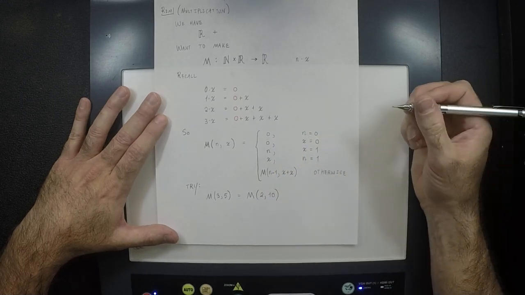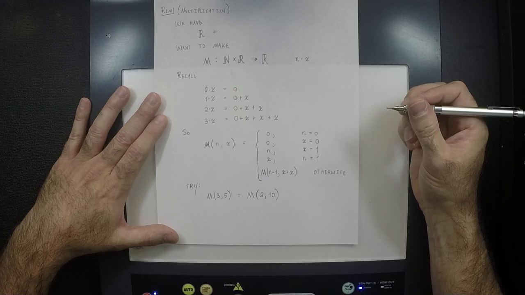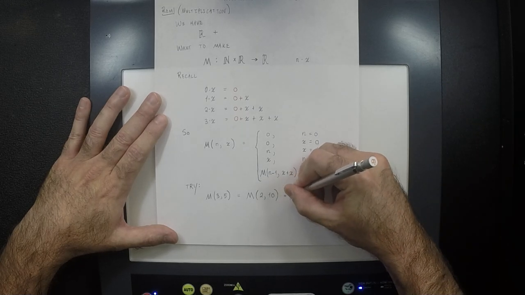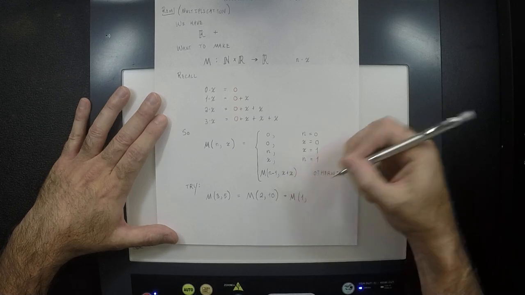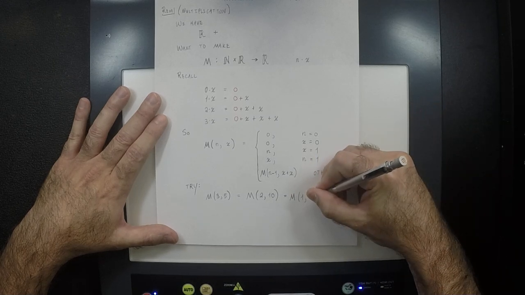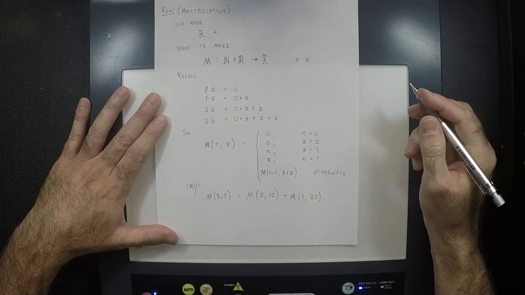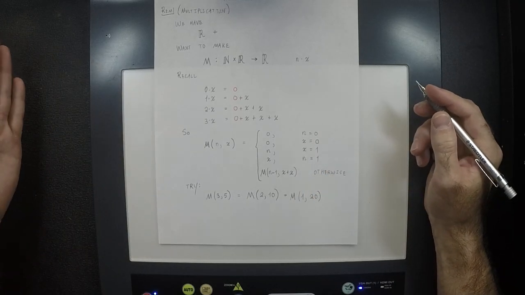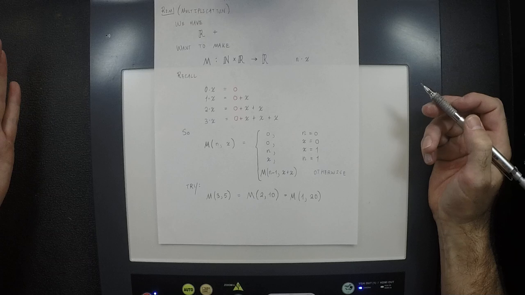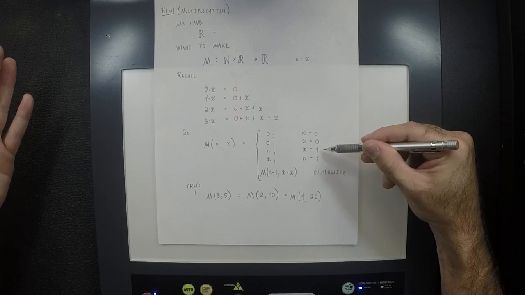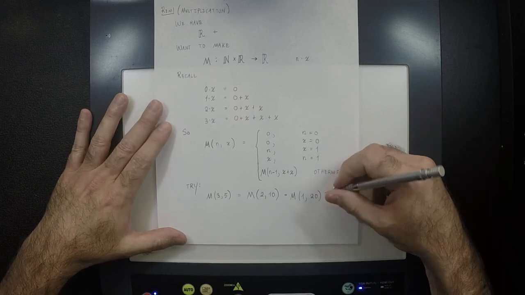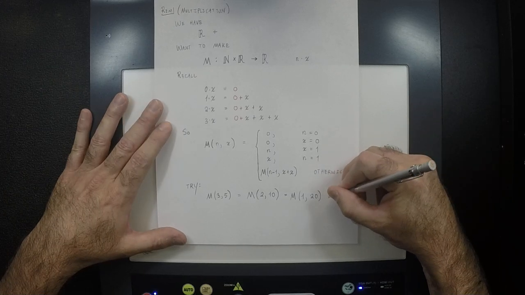Okay. We're still in the otherwise case, right? So what will the first argument be? 1. And what will the second argument be? 20. And now we're in not the otherwise case. Which one are we in? That one, right? Okay, we're in one of these cases where we exit. And what's the answer? 20.